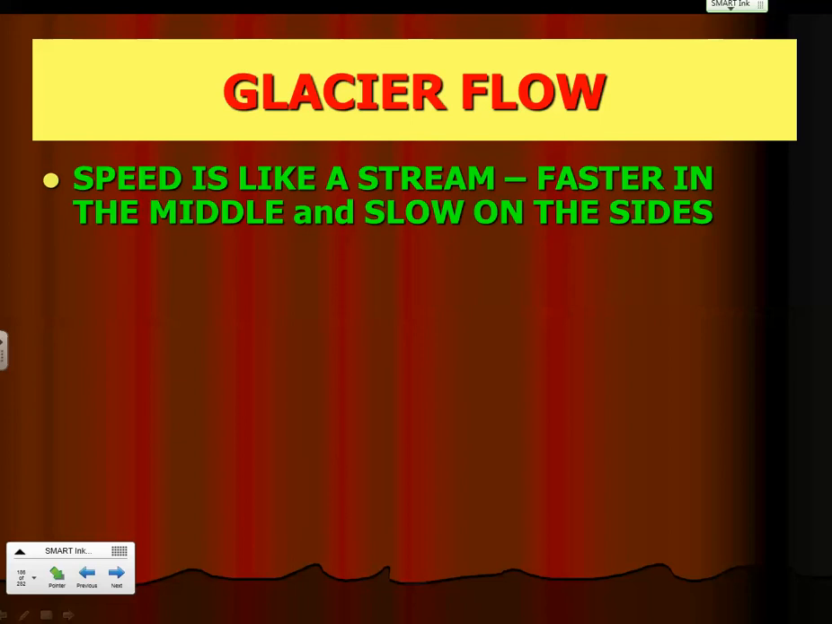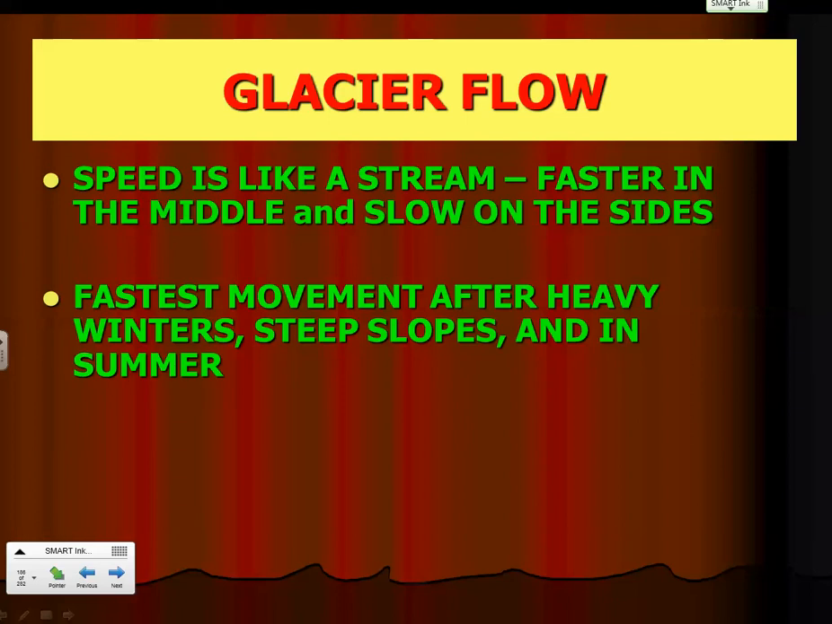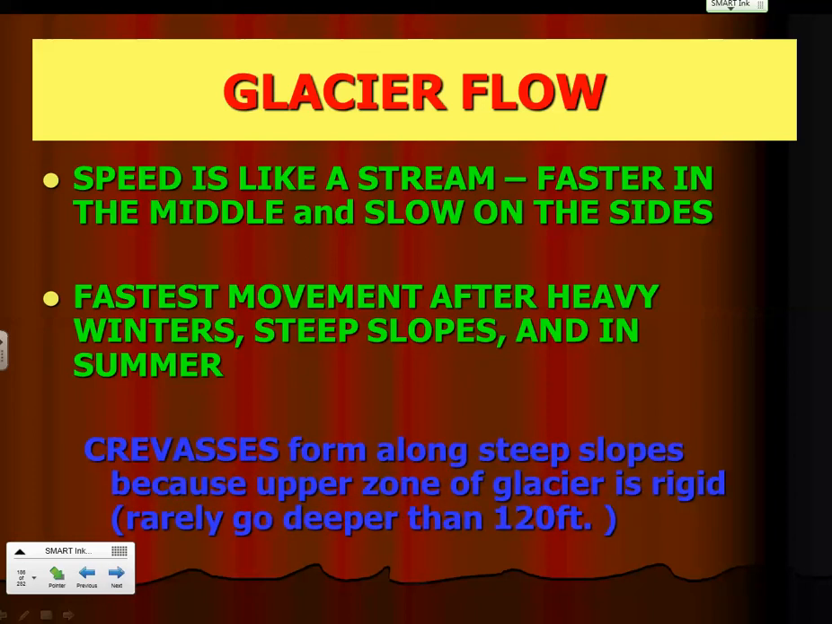Now I mentioned before that glaciers are like rivers or streams of ice. Just like water rivers and streams, glaciers do flow faster in the middle and slow on the sides. And this is simply because of friction. There's less friction in the middle. And they flow faster after heavy winters, down steeper slopes, and when they get a little bit warmer and more fluid-like in the summer.